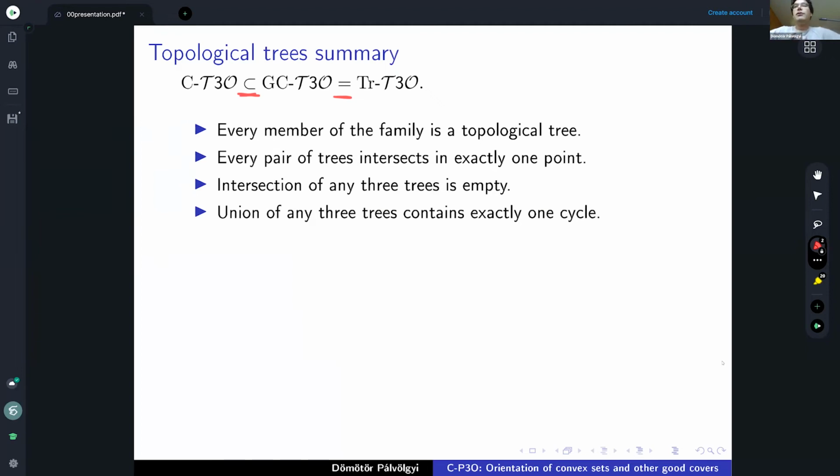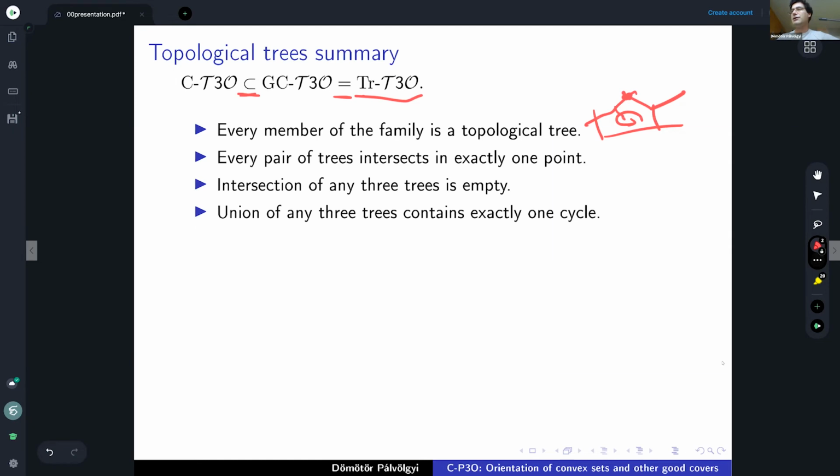So if you have a family of topological trees, now when we look at a T3TO, what will that mean? Every member of the family is a tree. If you have 2 trees, then they will intersect in exactly 1 point. And if you have 3 trees, then they don't have a common intersection point. But if this is the 3rd tree, then they will close exactly 1 cycle. By cycle, I mean this graph theoretical cycle.